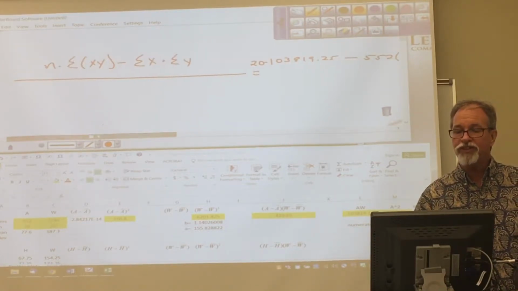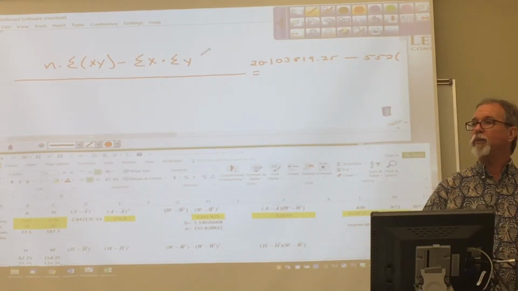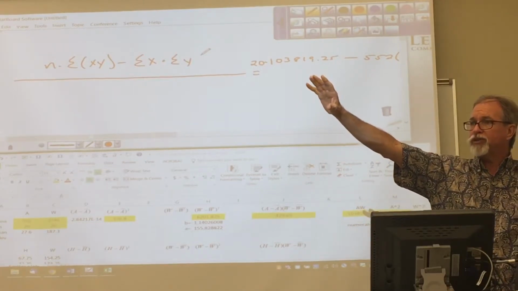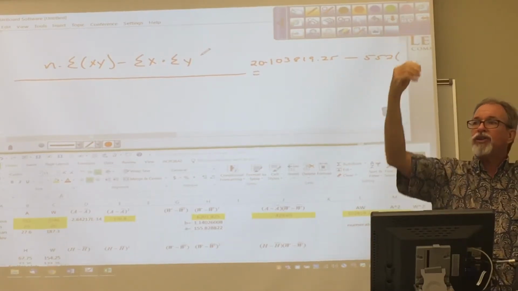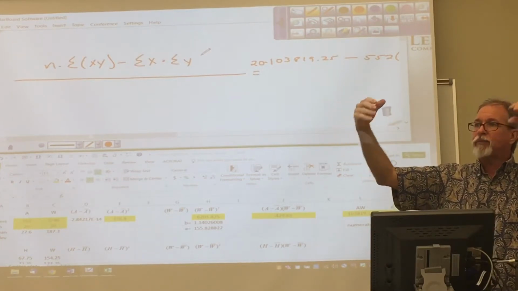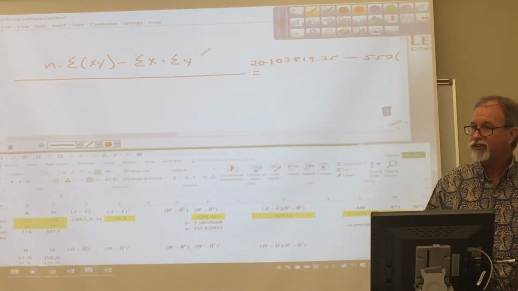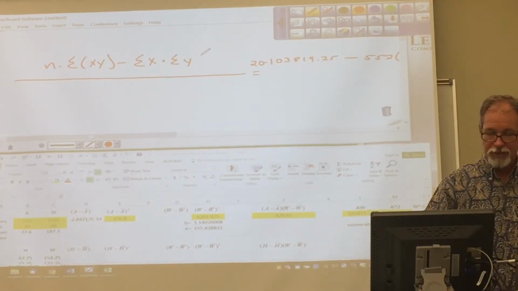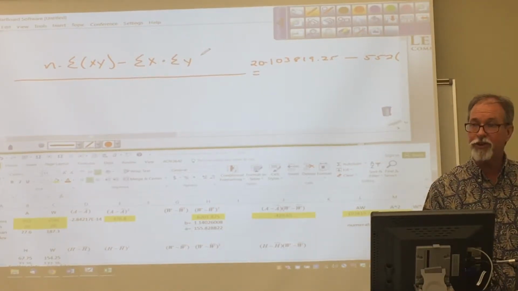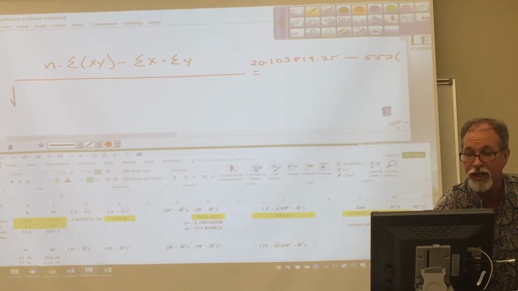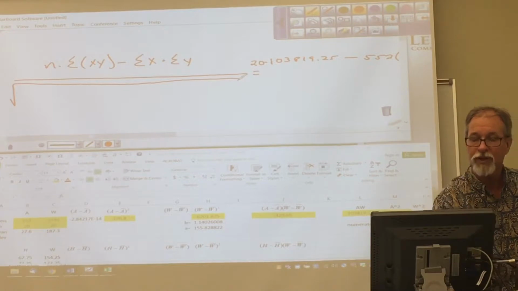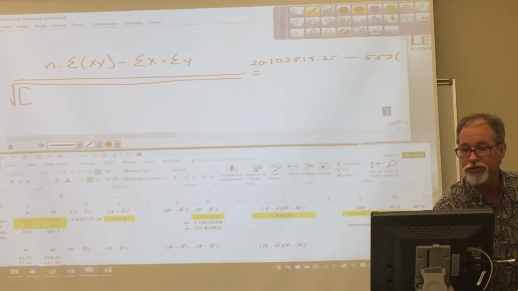So even though this looks intimidating, it's 1, 2, 3, 4 numbers. I multiply two numbers and subtract the product of another two numbers. I'm not looking at each data point, I'm just looking at the sums. Now the bottom gets a little more difficult because I need to take a square root, and then I've got two parts.